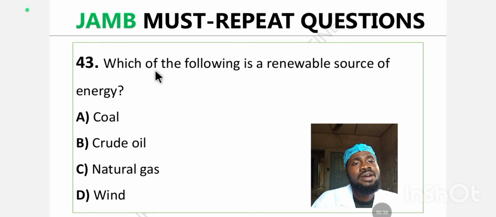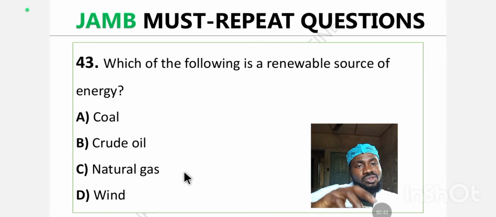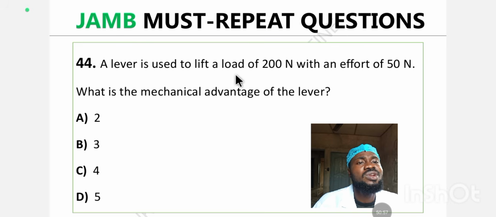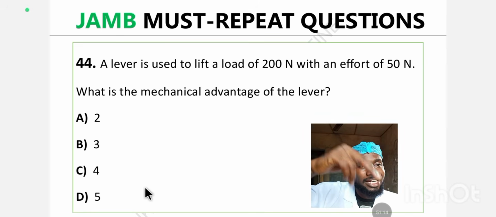Question 43. Which of the following is a renewable source of energy? A. Coal, B. Crude oil, C. Natural gas, D. Wind. Drop the answer in the comment section. Question 44. A lever is used to lift a load of 200 Newton with an effort of 50 Newton. What is the mechanical advantage of the lever? A. 2, B. 3, C. 4, D. 5. Drop the answer in the comment section.